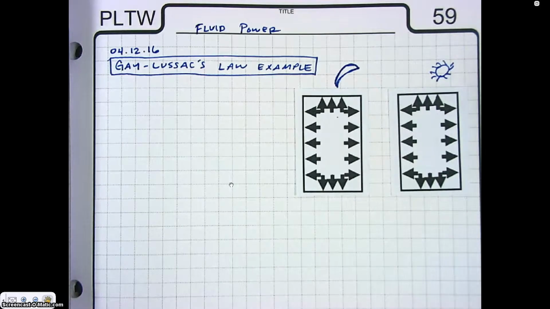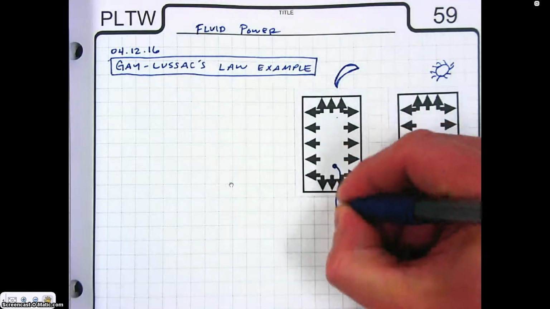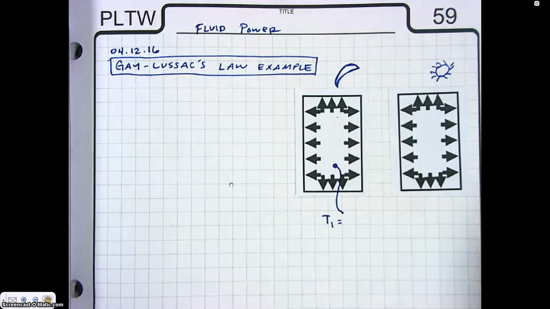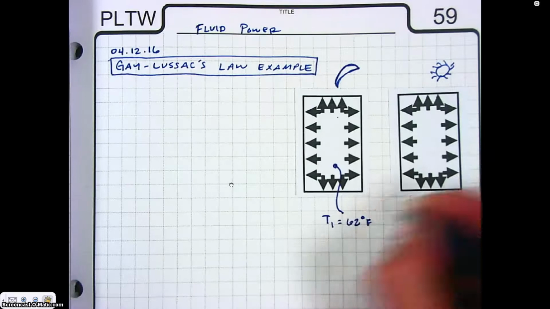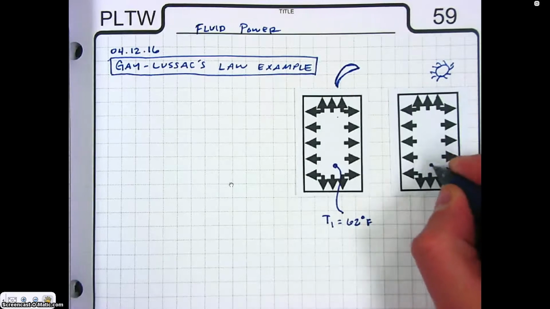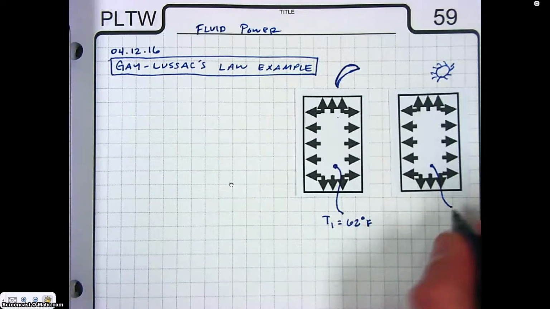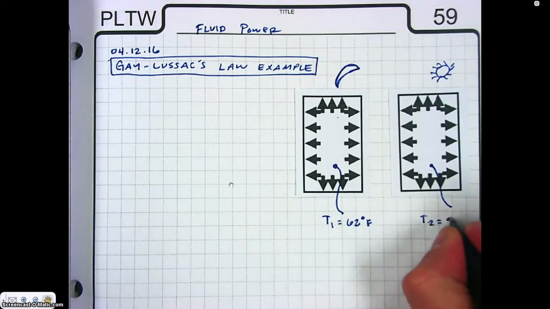And so what's going to happen is at nighttime, the temperature inside the container is 62 degrees Fahrenheit. And in the daytime, it gets hotter. The temperature inside the container is going to be 90 degrees Fahrenheit.